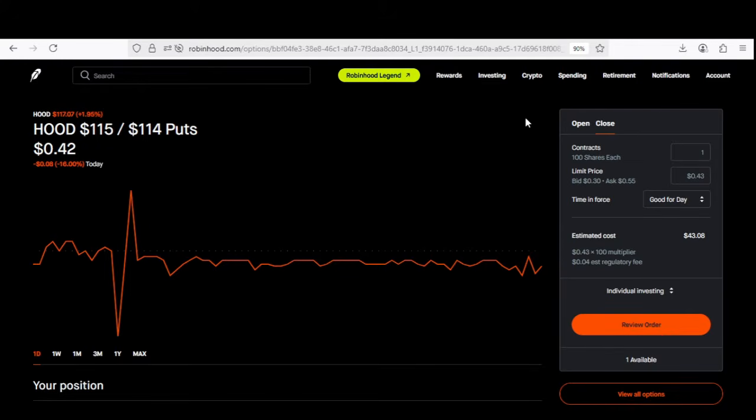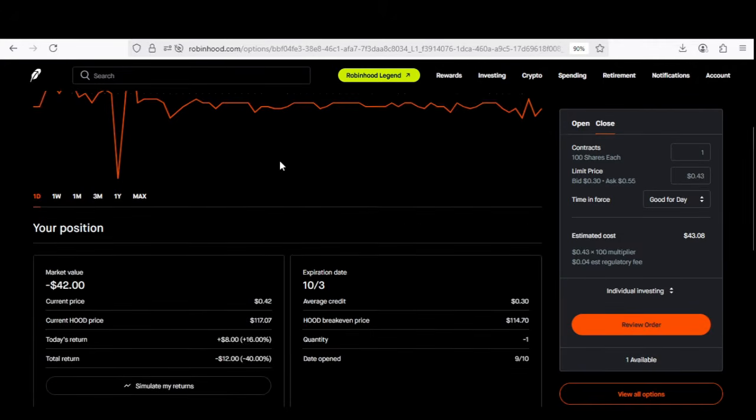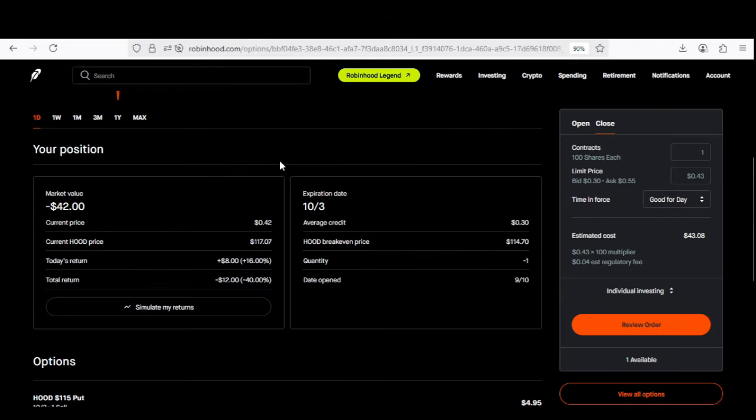So, as you can see here, I have this contract open on Robinhood. I do have the 115, 114 put selected. This is a spread right here. So as you can see right now, I'm down on the trade. I'm down around 40% or $12. So what I wanted to show you is that now that I'm already in this trade, I'm going to show you how to do the simulated returns, or how to get the P&L. So we're going to go to the simulated returns right here.